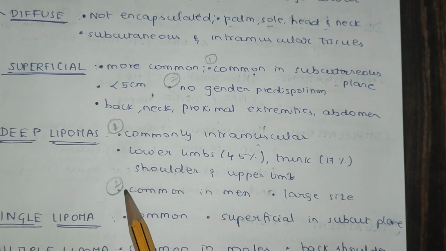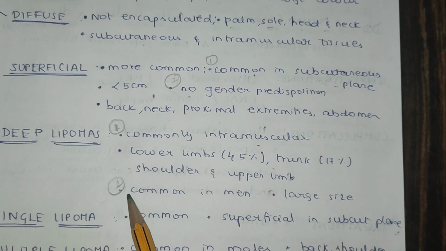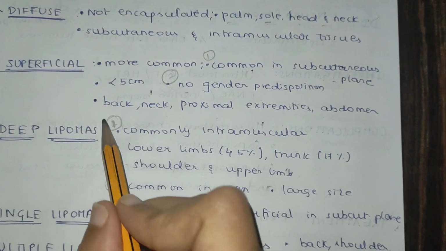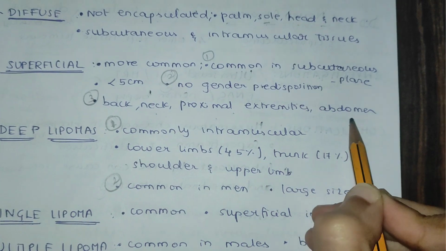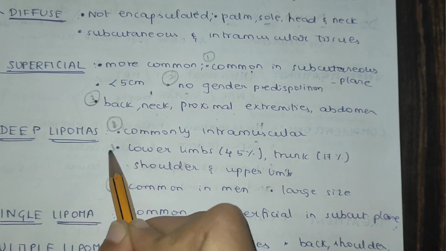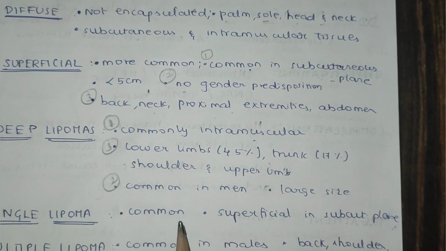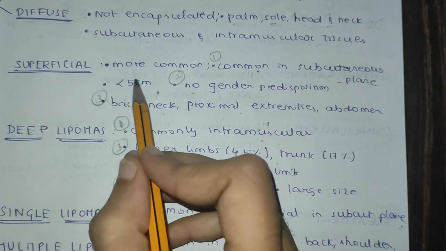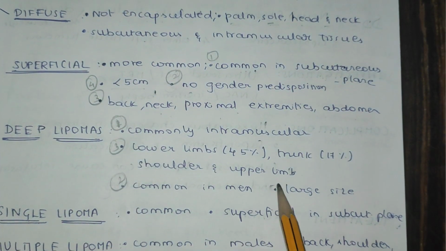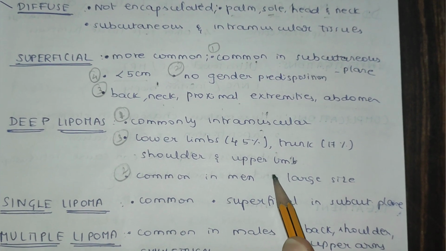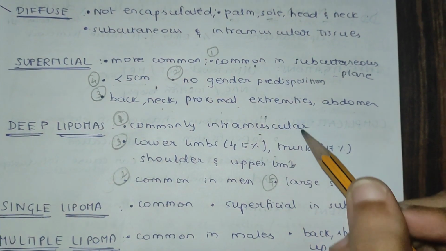So this is the second point regarding the gender. And next, about the common sites, it commonly occurs in back, neck, proximal extremities and abdomen. Here it commonly occurs in lower limbs and trunk. So these superficial lipomas are less than 5 cm in size. So this is the fourth point, this is less than 5 cm in size. These deep lipomas are larger in size.